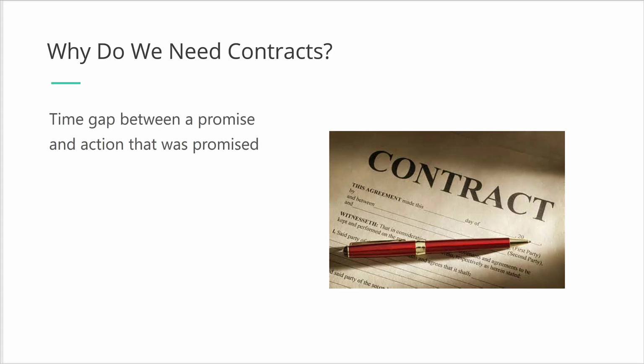First, in many contracts, there is a gap between the point where a promise is made and the point where the action that was promised needs to be carried out. That gap creates the potential for parties to change their minds during this time. For example, let's say someone agrees in March to buy 1 barrel of oil for $70. By June, the market price is only $40.